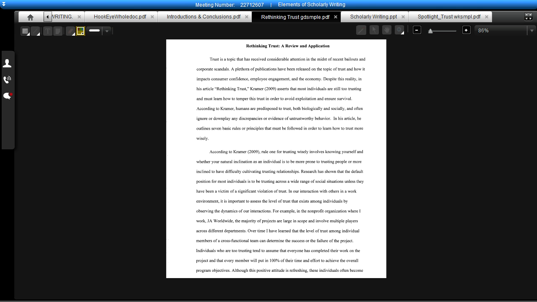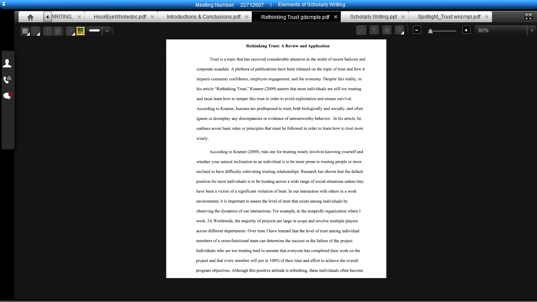An active sentence, for example, if you go to the first paragraph here: despite this reality, in his article, Kramer asserts that most individuals are still too trusting. Rather than say it is asserted that most individuals are still too trusting, we have Kramer asserts, so we have a doer, an actor that is doing, rather than putting it in the passive where it is asserted or it is known, where we don't really have an active voice.